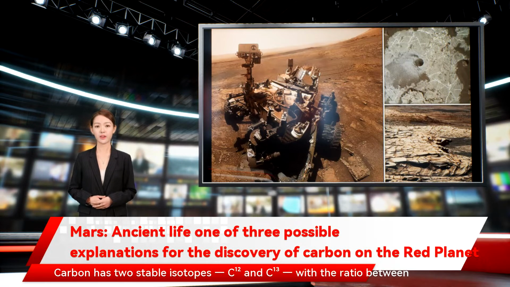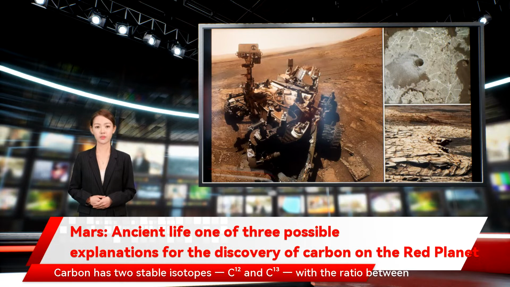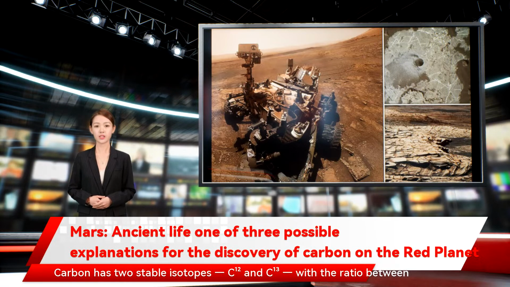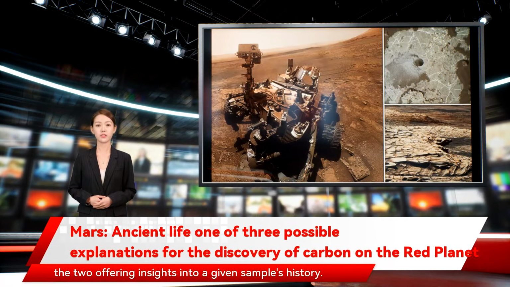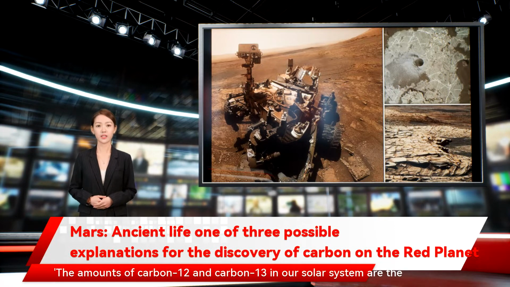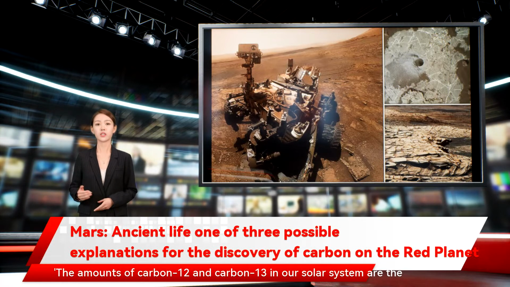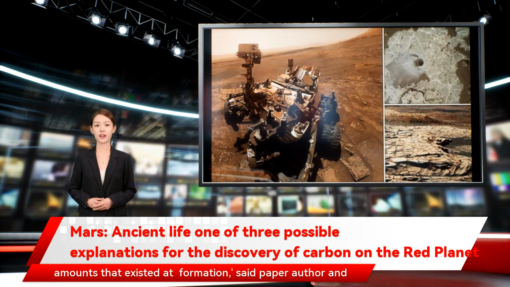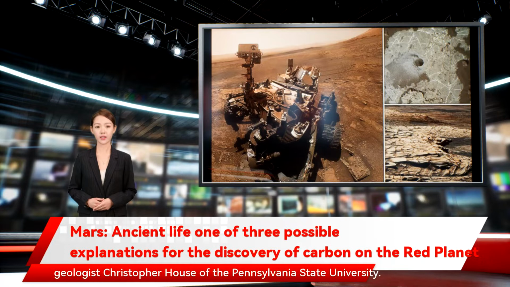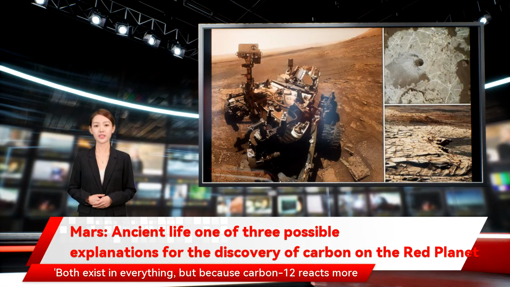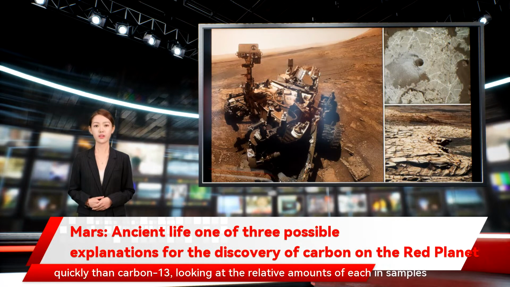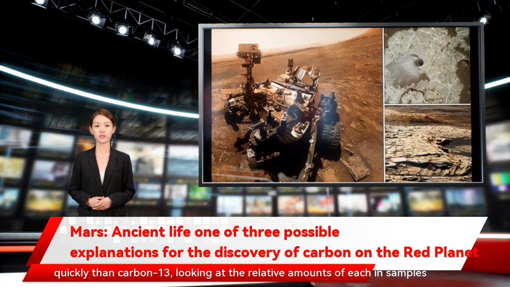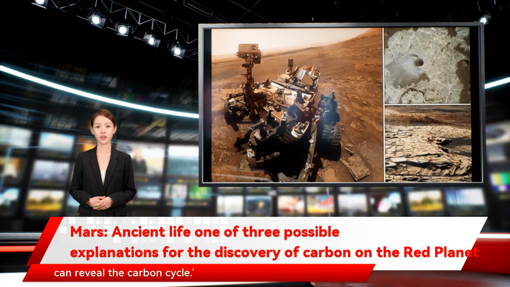Carbon has two stable isotopes, C-12 and C-13, with the ratio between the two offering insights into a given sample's history. The amounts of carbon-12 and carbon-13 in our solar system are the amounts that existed at formation, said paper author and geologist Christopher House of the Pennsylvania State University. Both exist in everything, but because carbon-12 reacts more quickly than carbon-13, looking at the relative amounts of each in samples can reveal the carbon cycle.